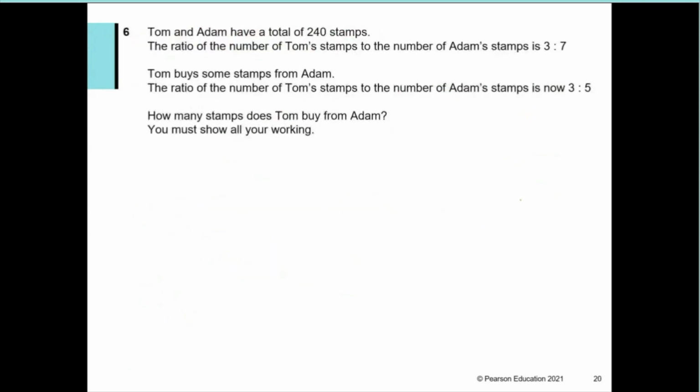Okay, I'll just give you a minute just to read this question. And while I check the chat as well. Any questions, feel free to pop them in the chat. I'll just give you a minute just to have a quick read of this question.